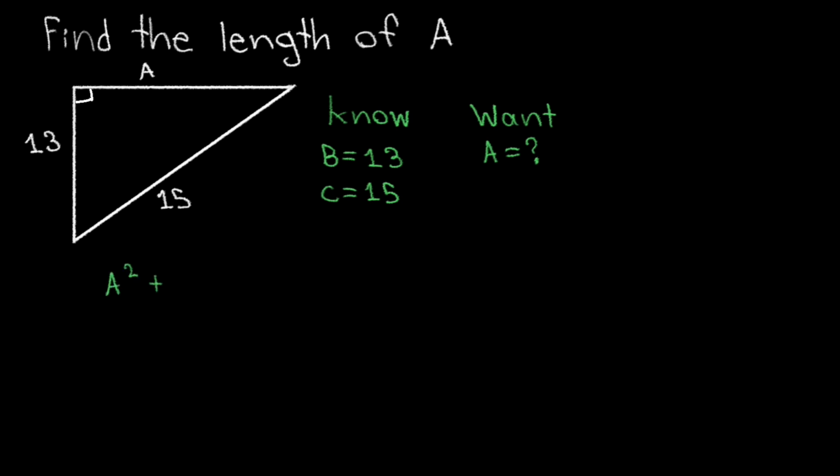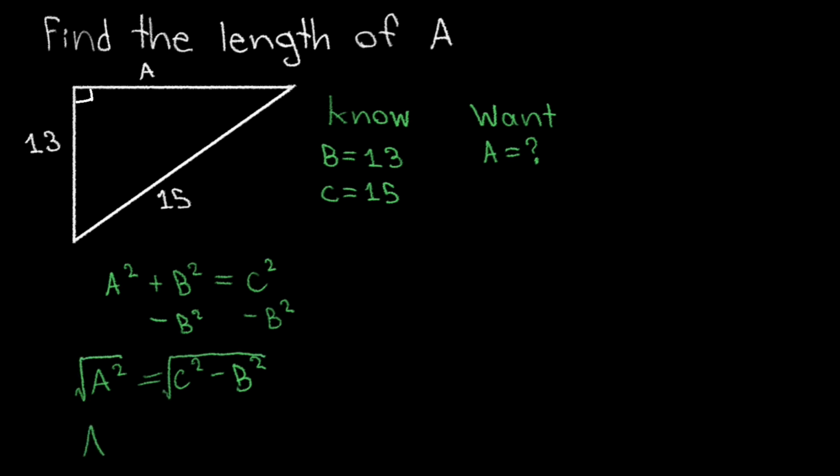We want to find what A is equal to. So after writing down our equation, we will simply isolate our A. We will subtract B squared from each side. This will leave us with A squared is equal to C squared minus B squared. After this, all we have to do is take the square root of each side. This will leave us with A is equal to the square root of C squared minus B squared.